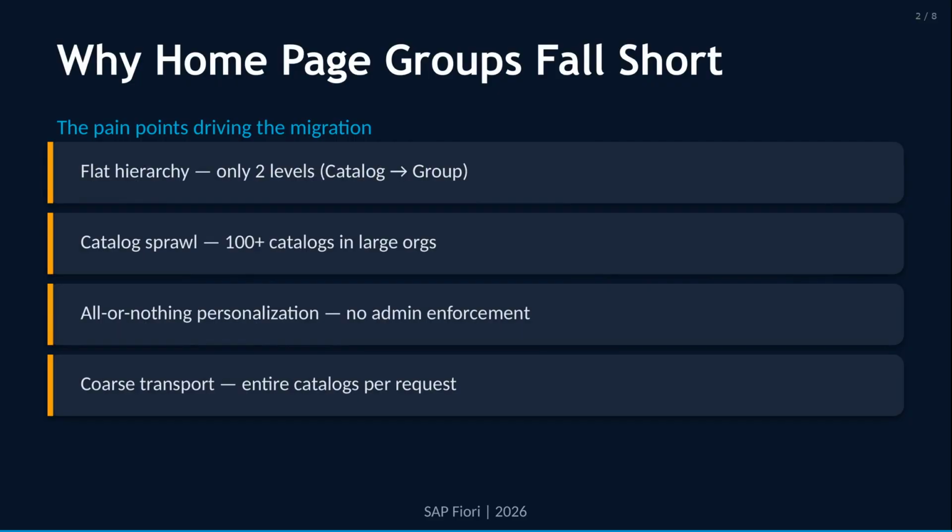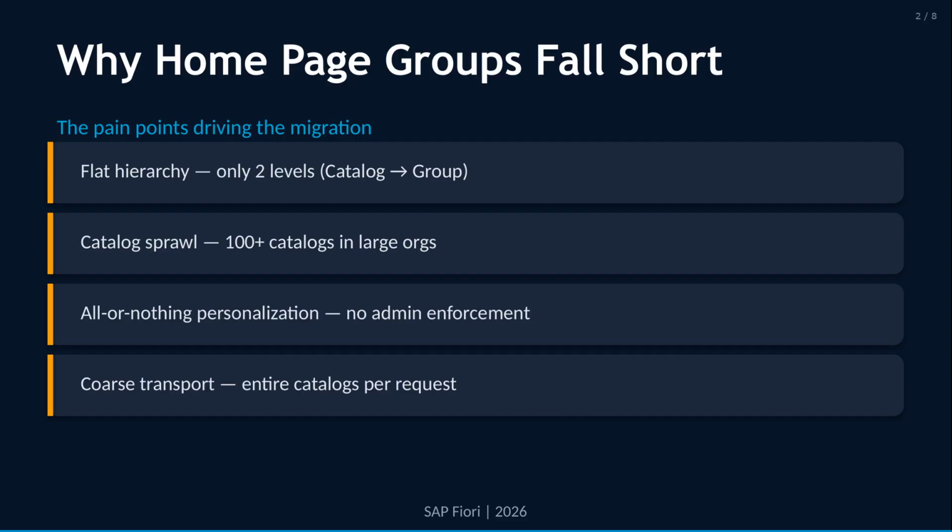Let us be honest about why the old model struggles. Every user sees catalogs and groups, but there is no hierarchy, no logical grouping beyond those two layers. When you manage 50 or 60 business roles, each with its own catalog, the Launchpad becomes a wall of tiles. Personalization is all or nothing. Users can move tiles around, but admins cannot enforce a consistent layout across departments. Worst of all, transporting changes means moving entire catalogs through your landscape, even if you only changed one tile assignment.